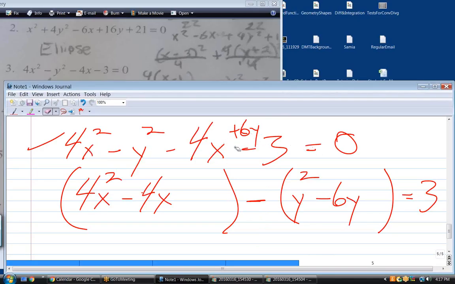And most people, the mistake they make is putting the wrong sign. They make that plus 6y. And then, of course, the plus 6y gets turned to a negative because of that, and you don't have what you started with. Okay? And then the rest of this follows. I would factor a 4 out and complete the square. I don't have to factor anything out at all there to complete the square. All right.